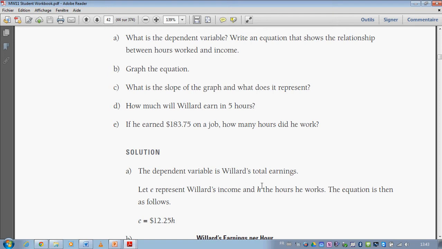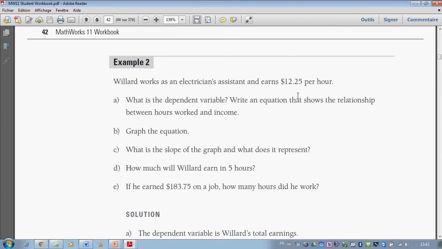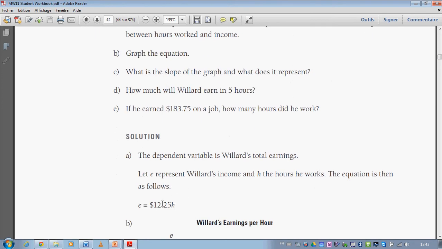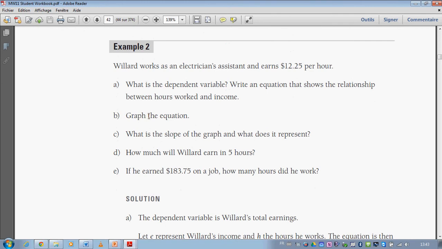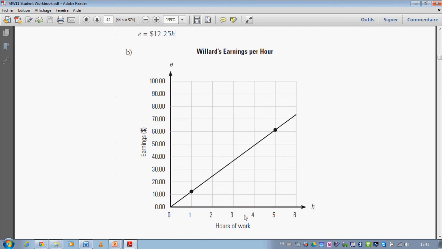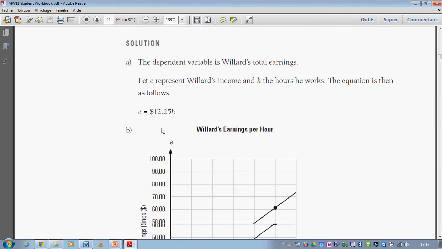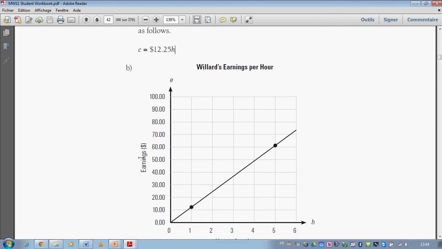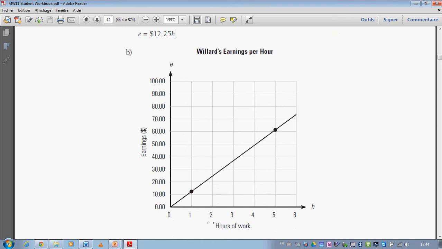Okay, so whenever you're trying to figure out how much money you make, obviously you just take your wage, $12.25 per hour, and then you multiply it by hours to get the amount of money you made. So here's the equation to show this. Okay. Now B asks you to graph the equation. So here's the graph of the equation. Again, your independent variable, your dependent variable: Willard's earnings, the money he makes, depends on the amount of hours that he works.